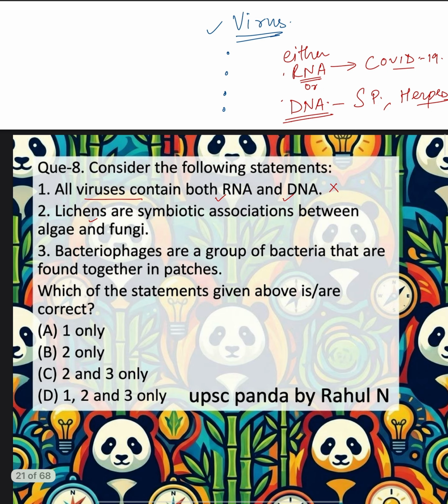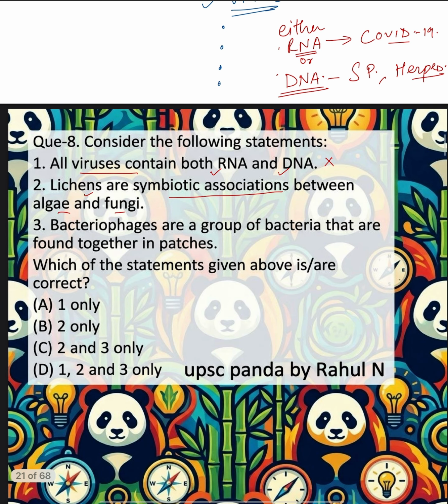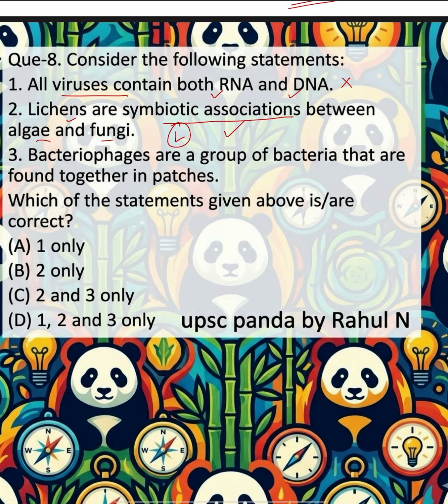The lichens are symbiotic associations between algae and fungi. ठीक है, तो lichens क्या हैं? These are symbiotic associations. So this is correct. This is a very obvious statement. You all know this is a symbiotic relation.